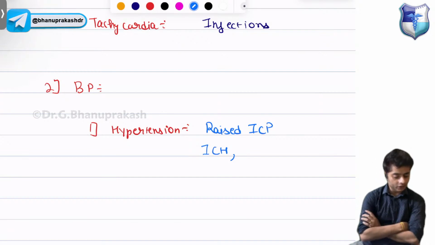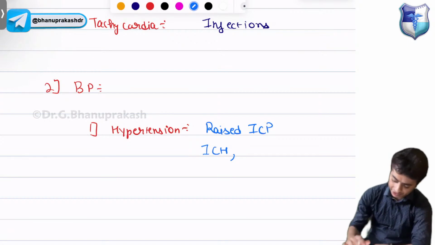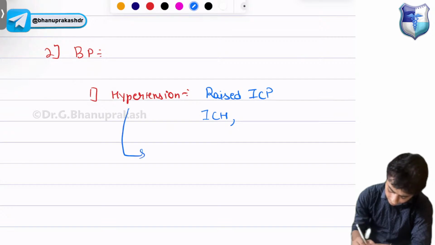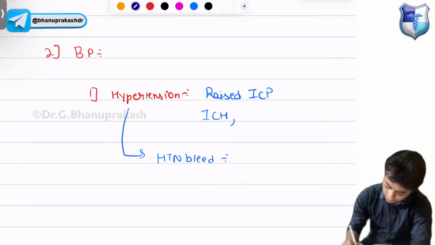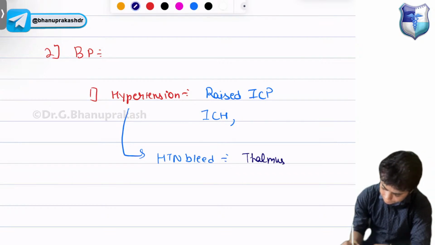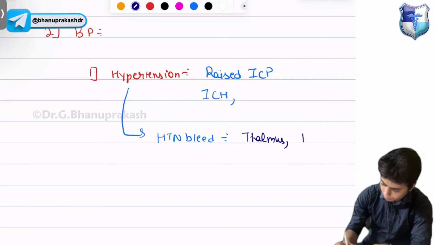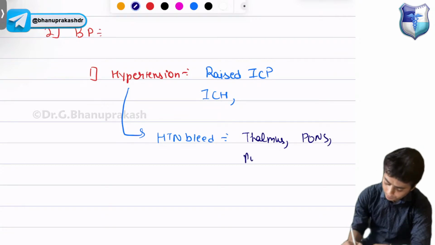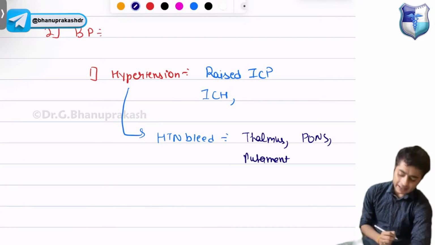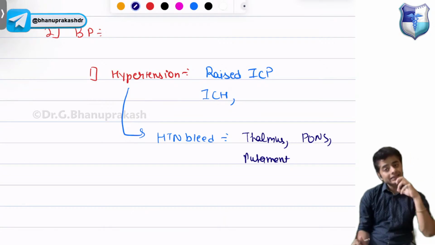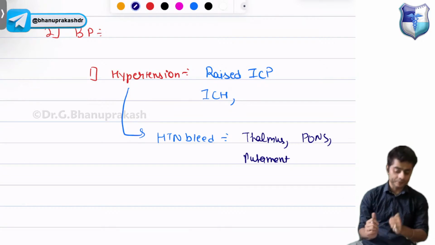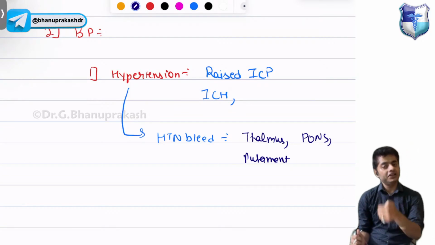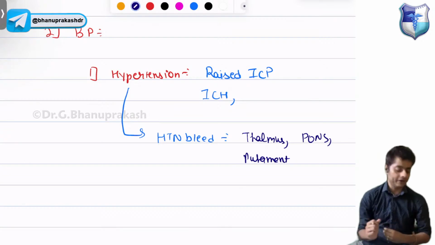Your NEET PG MCQ. Anyone? Naveen, Dheeraj, most likely basal ganglia. Very good. It is your thalamus, your pons, putamen. Can anyone tell me why only these parts bleed in hypertension? Why other parts don't bleed? What is special in these parts that suggests that they always bleed in hypertension?